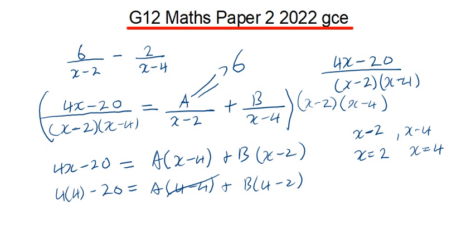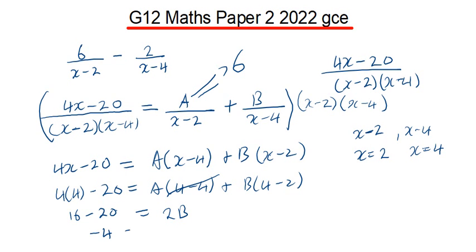So 4 times 4 is 16. Let me just complete it from here. We have 16 minus 20 is equal to, we have a 0 there, then we have a b. So 4 minus 2 is a 2, so we're going to have 2b. Now 16 minus 20 is simply minus 4.